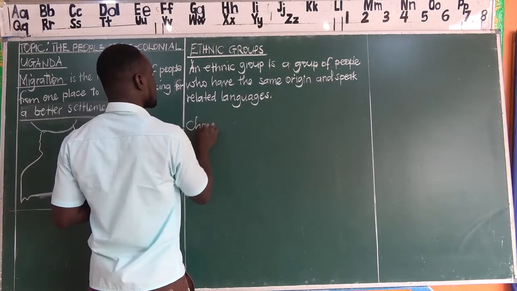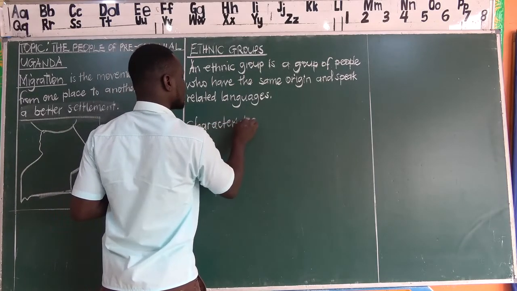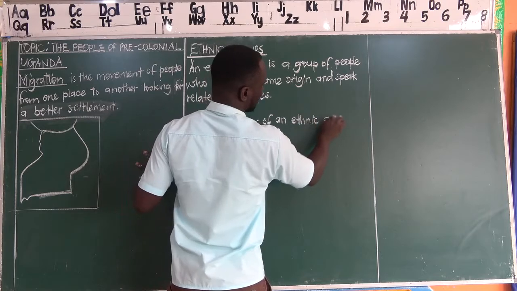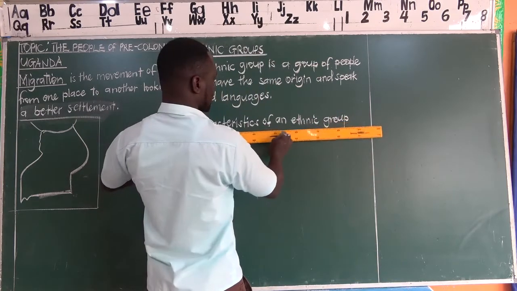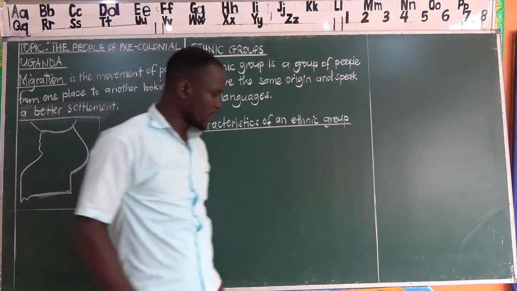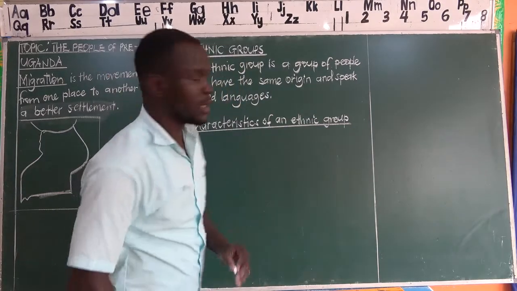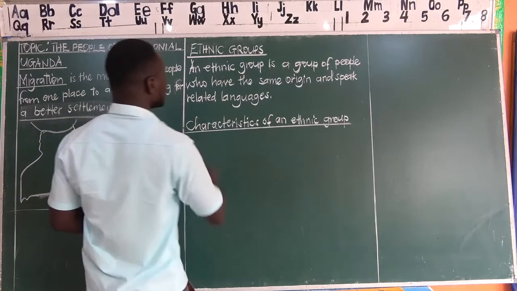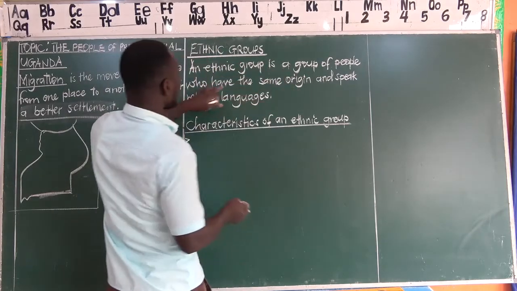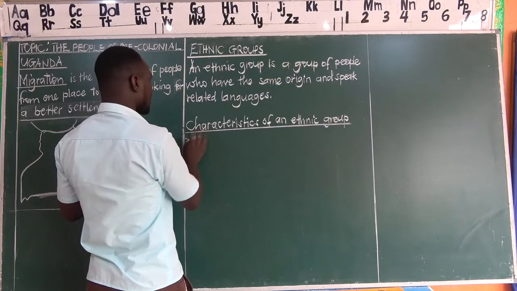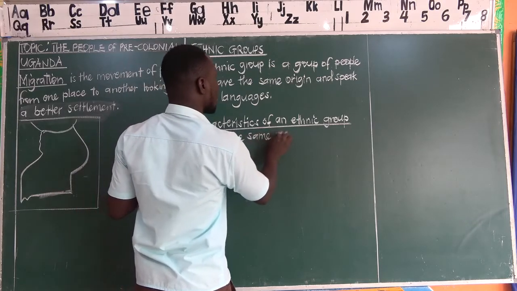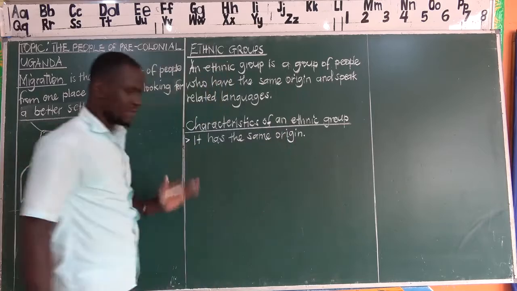Therefore, there are things that we need to note here. We have the characteristics of an ethnic group. Now, the characteristics of an ethnic group, we are looking at things which are common with these ethnic groups. The first thing in common is that an ethnic group has the same origin, as we have heard in the definition. A group of people who have the same origin. That is the first characteristic.